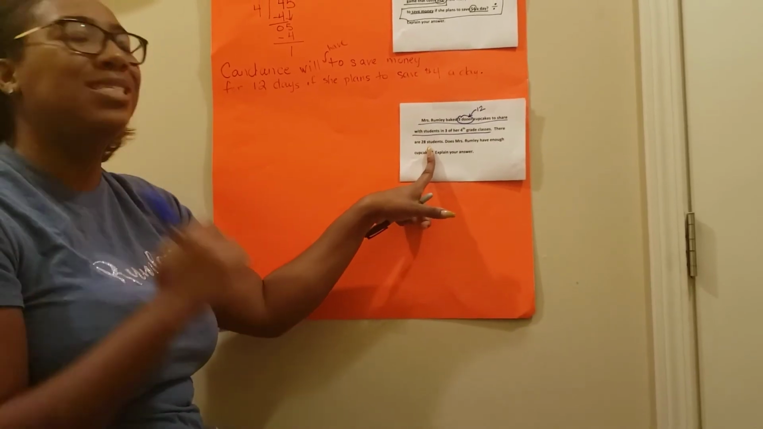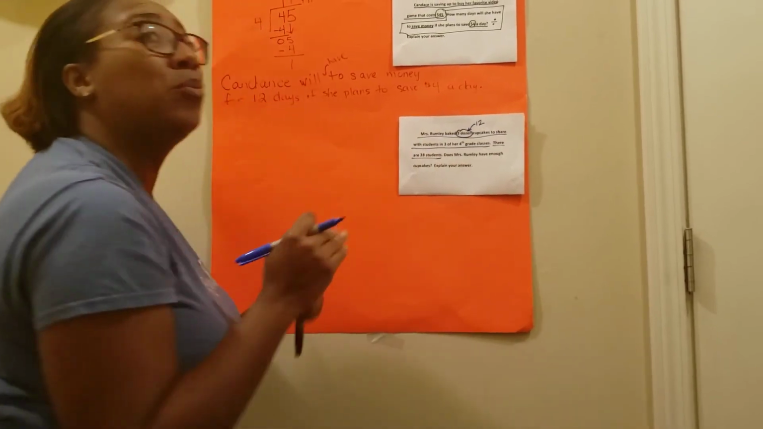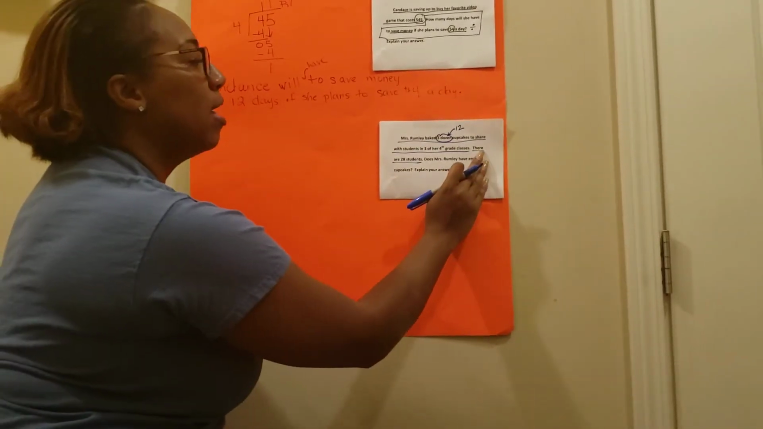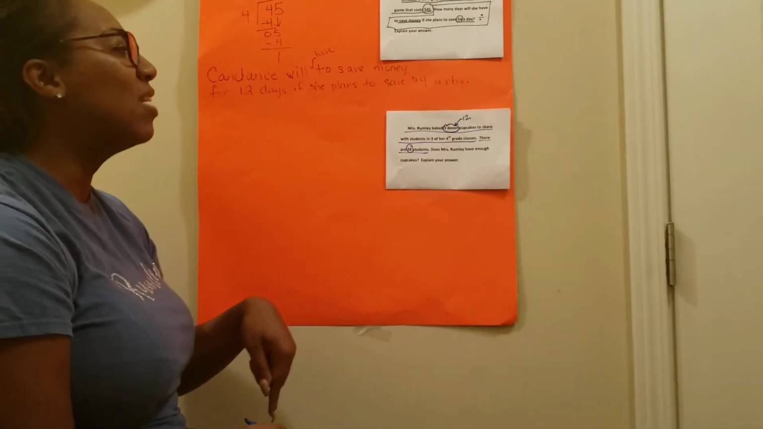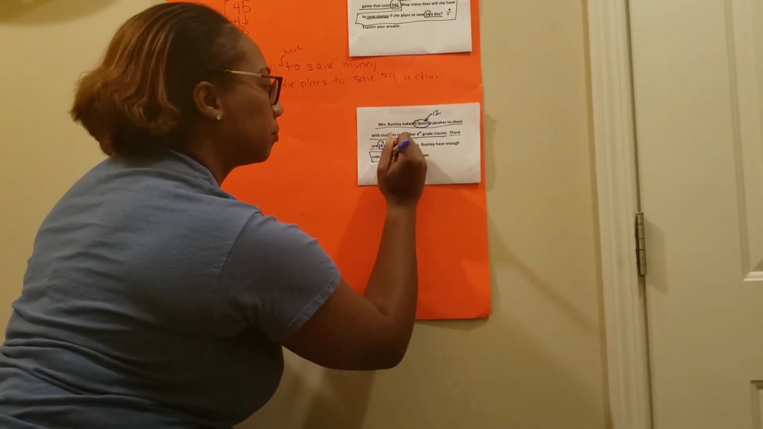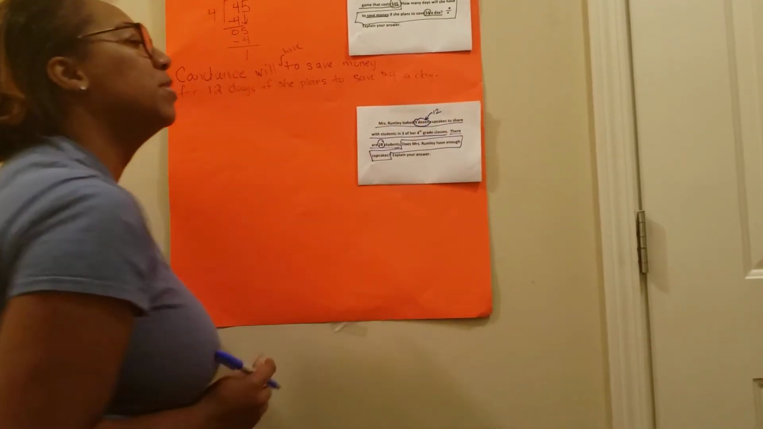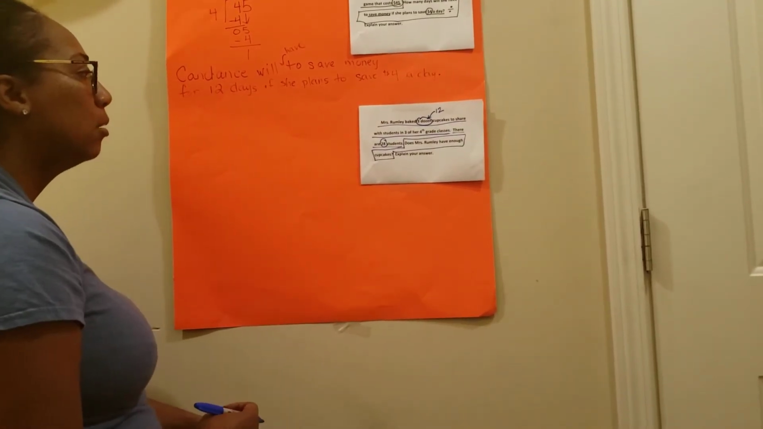That's important, but what's more important is that we know that Ms. Rumley has 28 students. So sometimes they give us information that we don't need, but we know that there are 28 students. That's important. So we're going to circle 28. Does Ms. Rumley have enough cupcakes? That's our question. We're going to put that in the box. Does Ms. Rumley have enough cupcakes? Explain your answer.